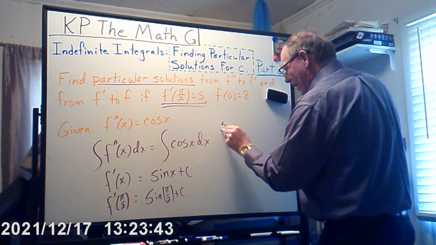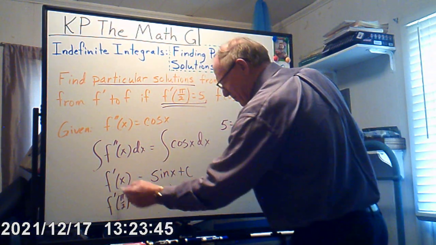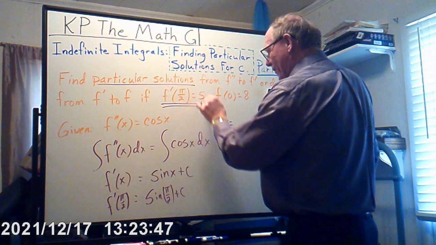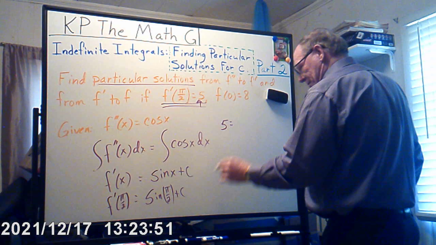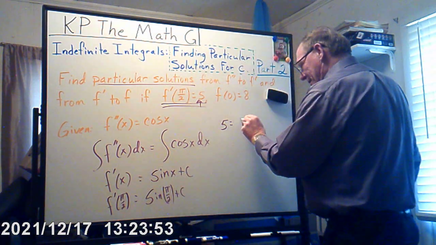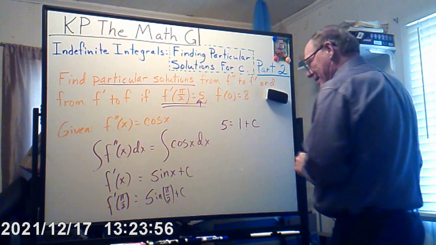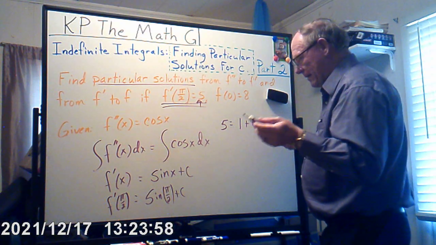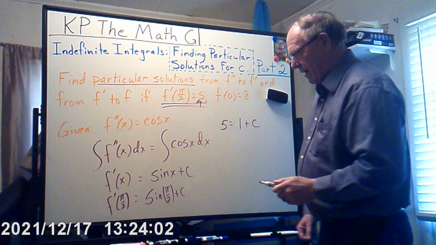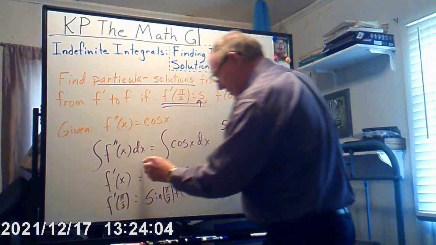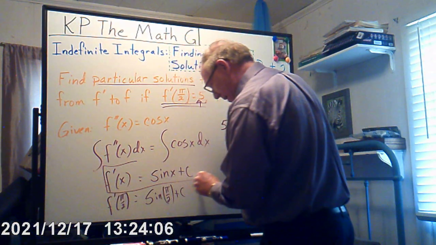We're going to put 5 in that place. That's what it says, f prime at pi over 2 equals 5. So 5 in that place is equal to, we already established that that's equal to 1 plus c. See, we are finding a value for c.